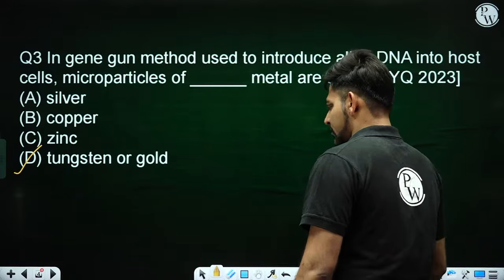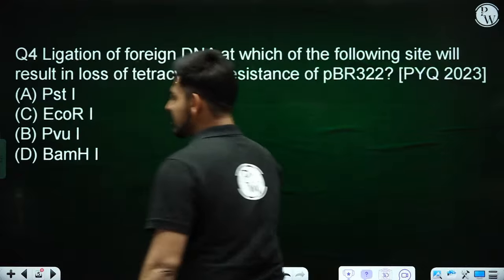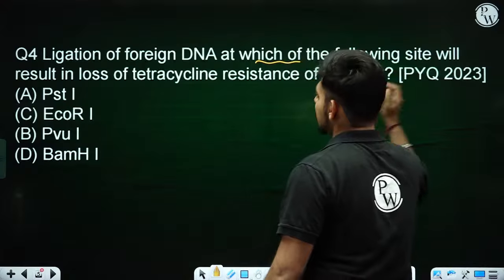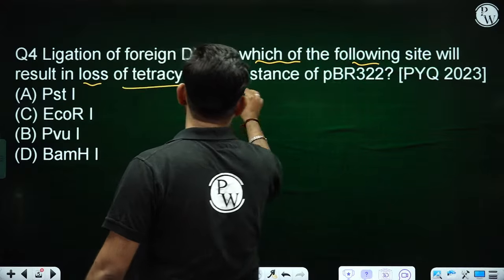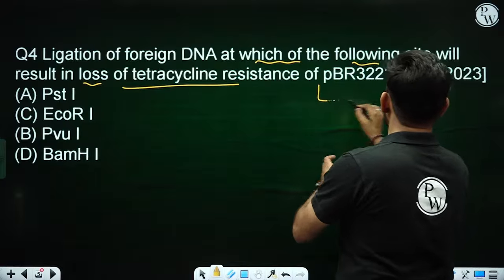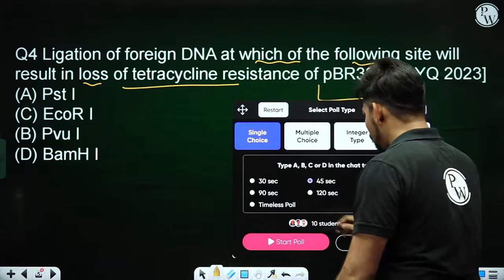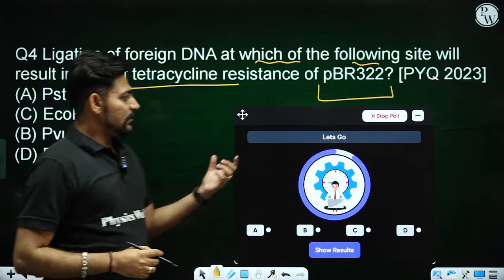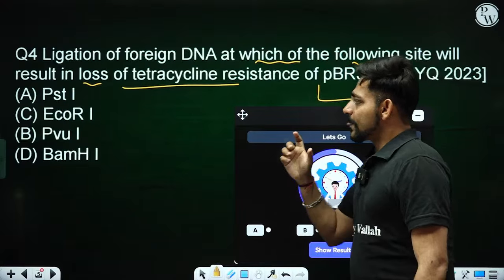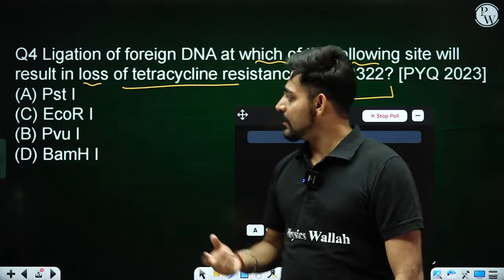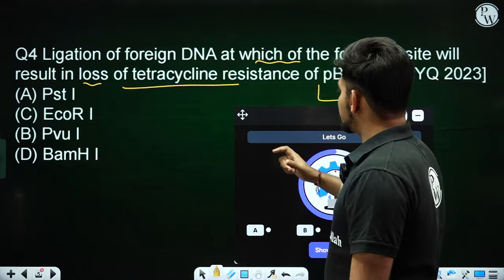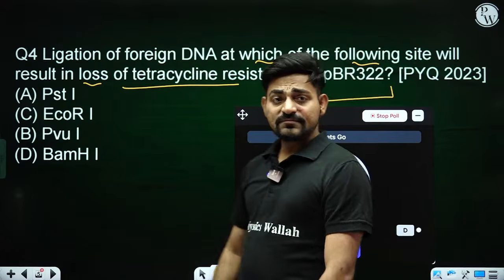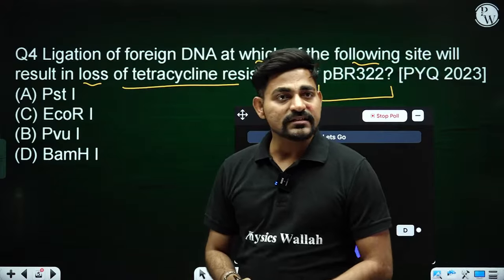Okay. Now let's move forward to the next question: ligation of foreign DNA at which of the following sites will result in loss of tetracycline resistance of pBR322. Here they are talking about the plasmid of Bolivar and Rodriguez, and a situation is created like that. You have to perform insertional inactivation by inserting the gene of interest somewhere inside the tetracycline resistance gene, meaning the tet-R gene. So can you answer this particular question?